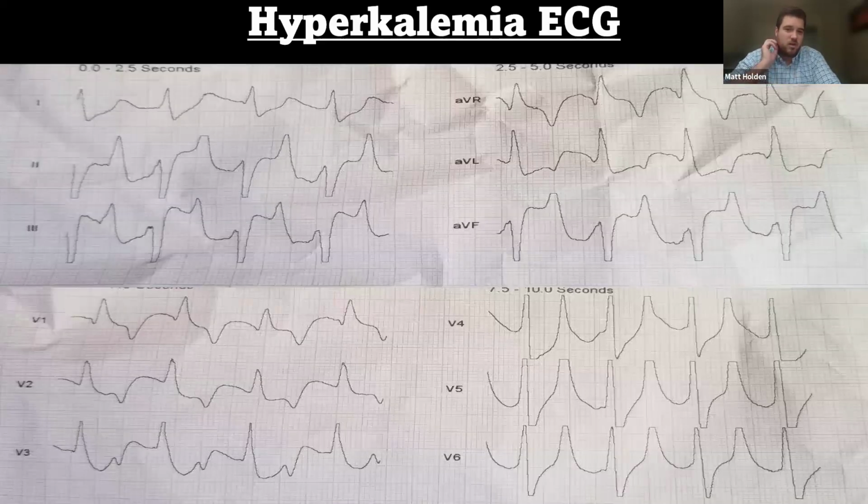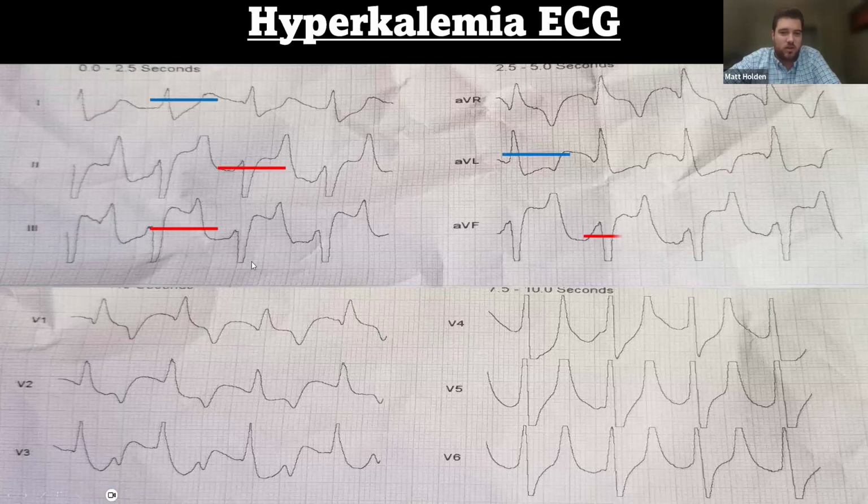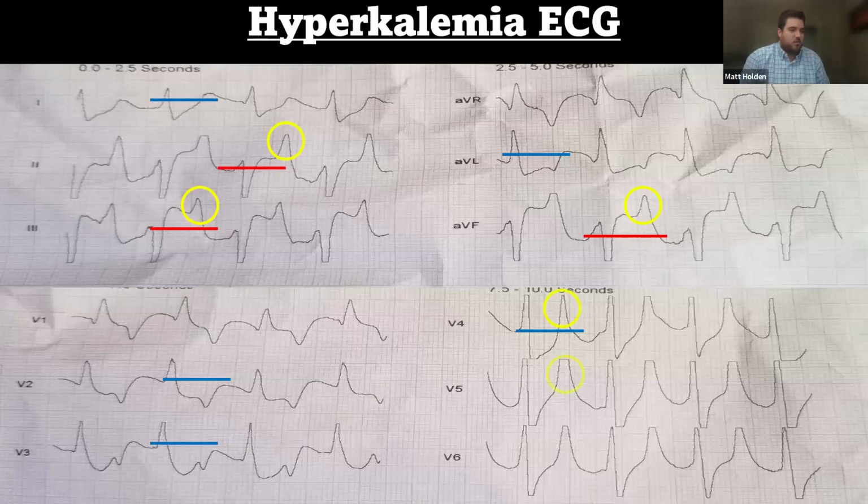But what about this one? What do you guys see here? So obviously this is hyperkalemia mimicking a STEMI. Where do you guys see your ST elevation and depressions? So you're going to see some in 2, 3, aVF. Once again, those elevations with those red lines right there. Yep, Allison's right, 2, 3, aVF.